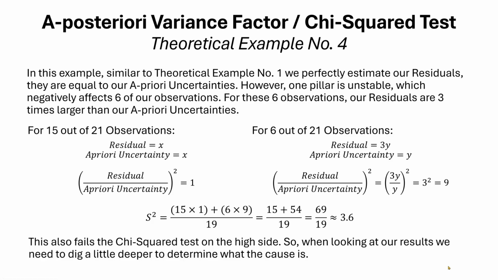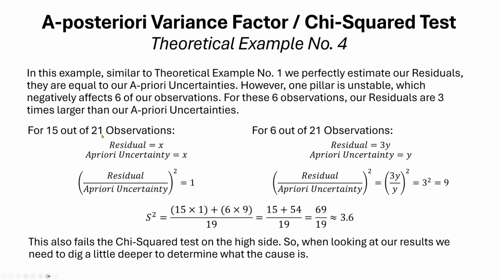So let's do one more theoretical example. In this example, similar to theoretical example number 1, we perfectly estimate our residuals. They are equal to our a priori uncertainties. However, one pillar is unstable, which negatively affects 6 of our observations. So for these 6 observations, let's say our residuals are 3 times larger than our a priori uncertainty. So we have a bit of a split here.